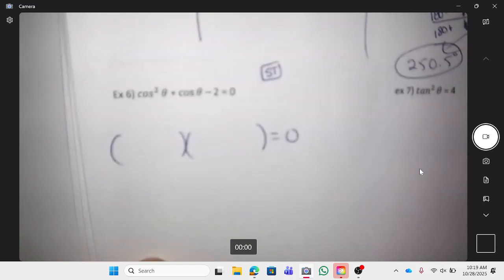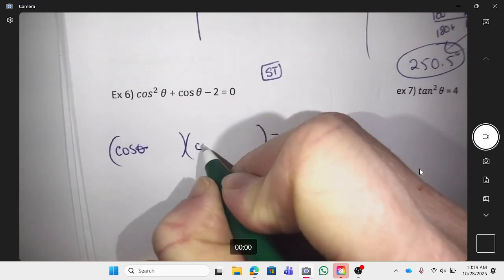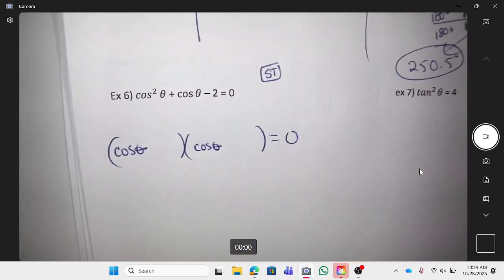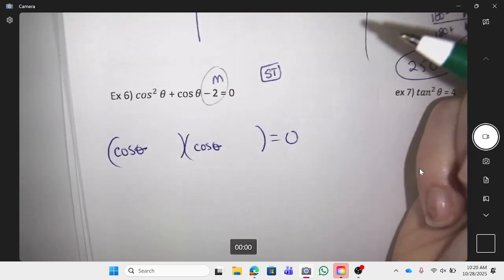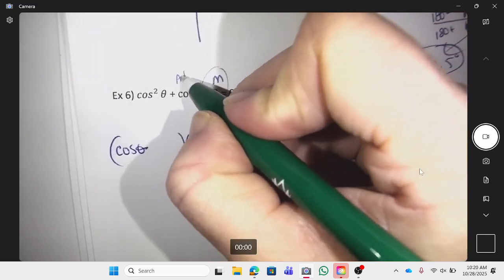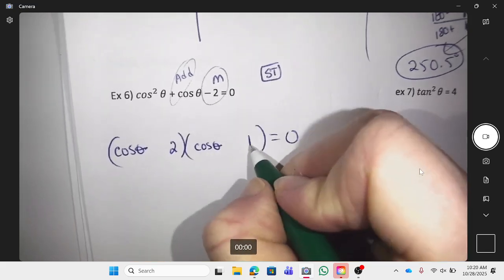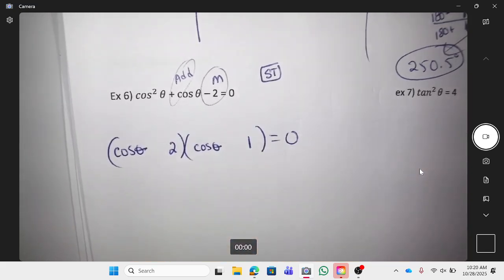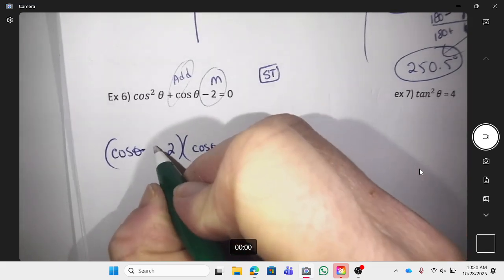What makes cos squared? I need a cos theta and a cos theta. What multiplies to -2 and adds to 1? So I need 2 times 1, and I need to add to the plus 1, so I need to do what on my signs?